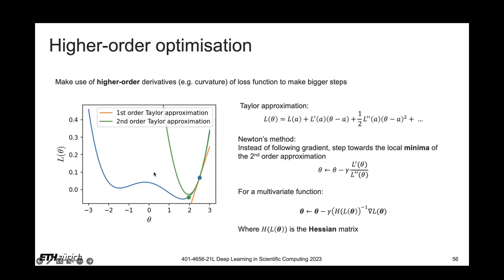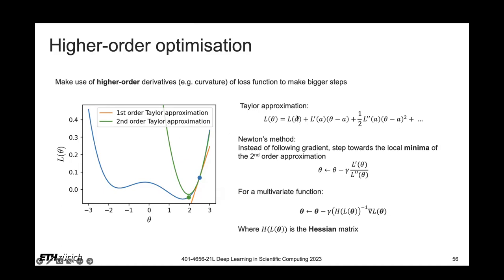So one way is to go from a first order method, which is gradient descent, to a second order method, which uses second order derivatives. Okay, so how can this help us? How would we design an algorithm? A useful way to think about this is to think about the Taylor approximation of your loss function around some point A. This could just be a generic function.